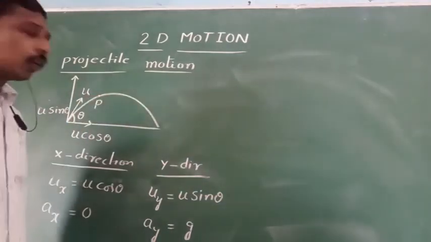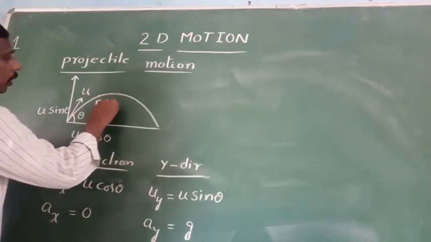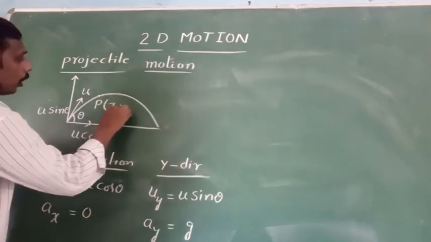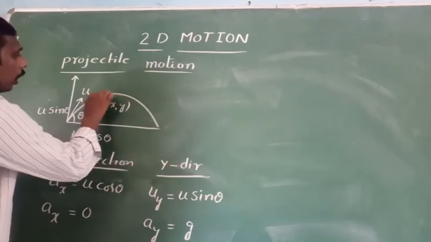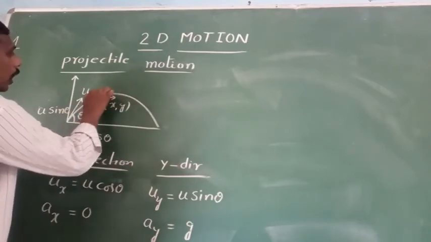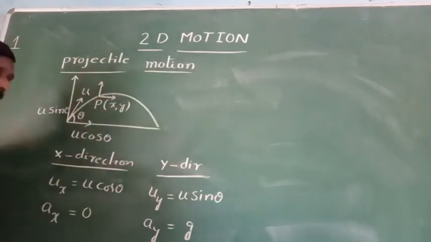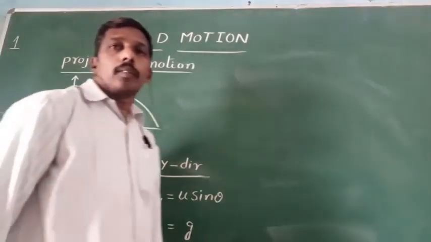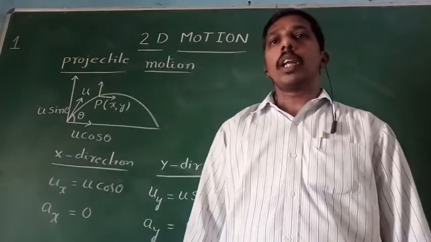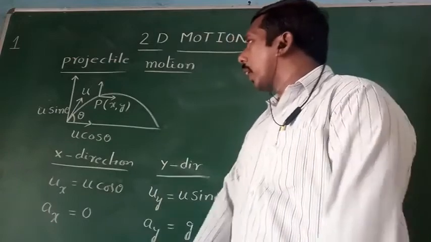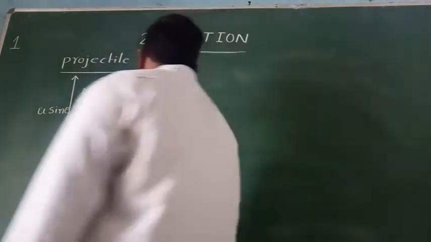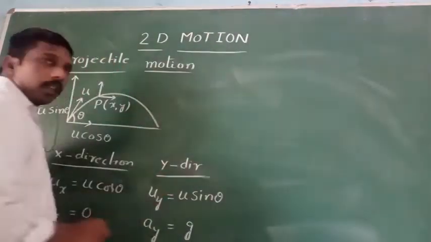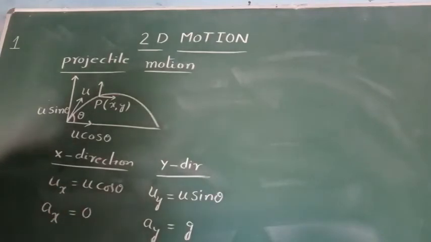Okay. So the coordinates of point P are (x, y), and the velocity at this point is vx along the horizontal direction and vy along the vertical direction. So, the displacement equations. First we can write the displacement equation along the x-axis.